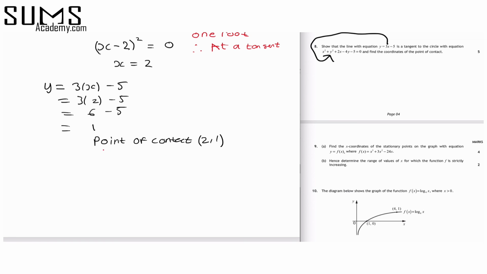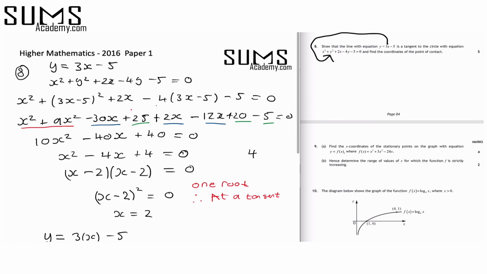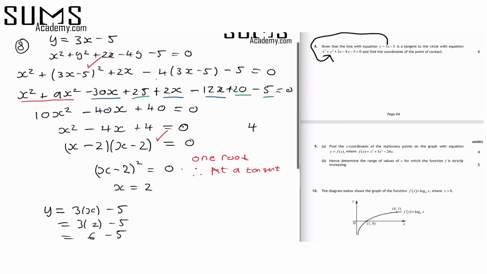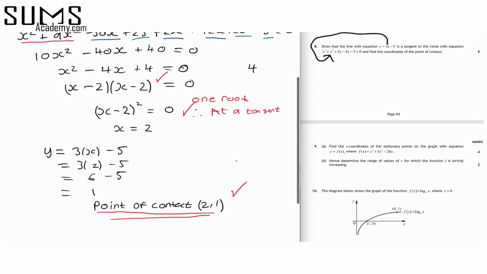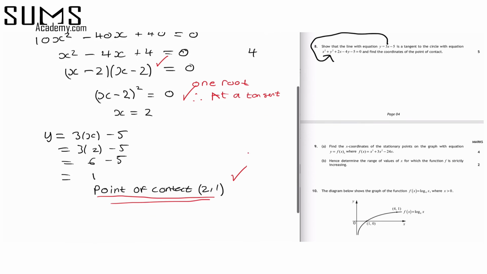Brilliant. Okay, so where are your marks in here? Well, your first mark is for substituting in for y, so here. Your second mark is for factorizing the discriminant, which is here. Your third mark is for interpreting the result and proving tangency, so one root, there you are. And then your last mark is for finding the coordinate here. So it's 1, 2, 3, 4, 5, so 5 out of 5.